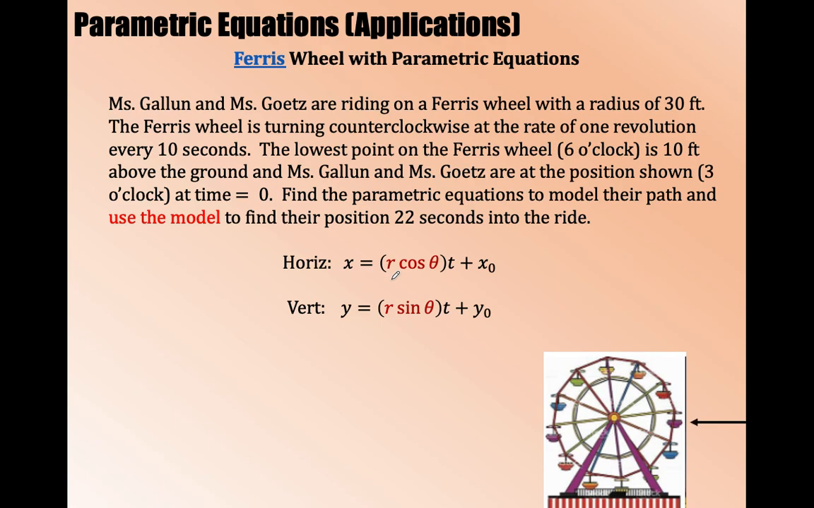The lowest point on the Ferris wheel is down here at what we'll call 6 o'clock, and it's 10 feet above the ground. Miss Gallen and I are over here, what we call 3 o'clock, and that's when we're going to start our clock. We're going to call that when time is equal to 0.